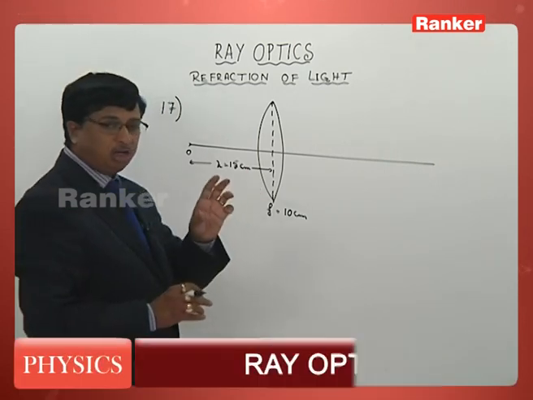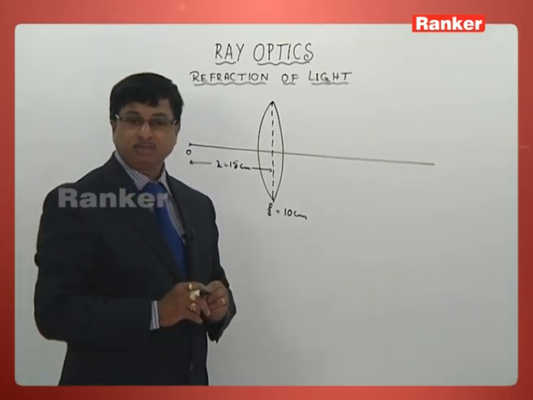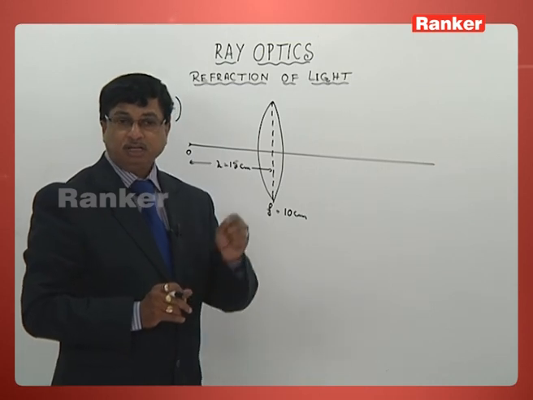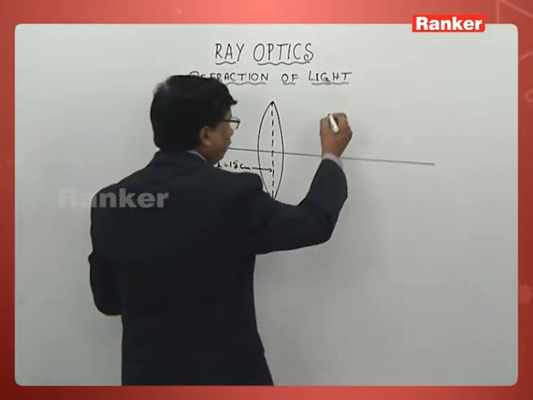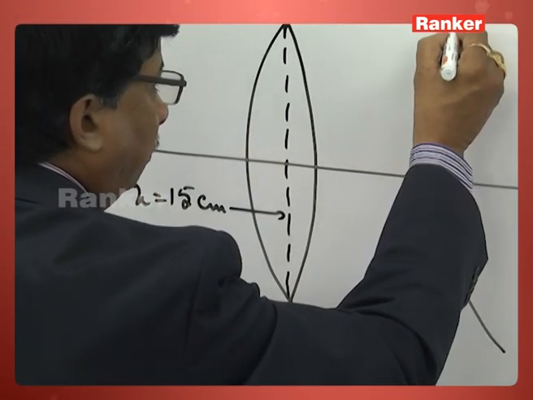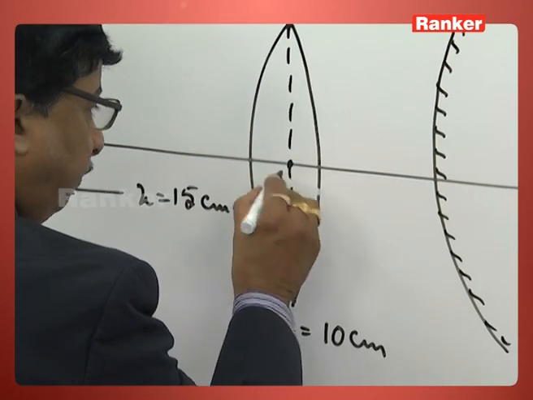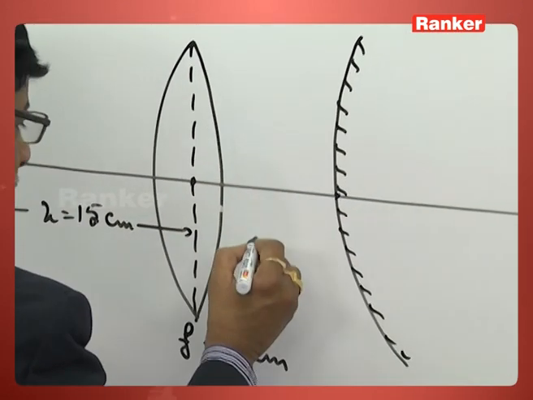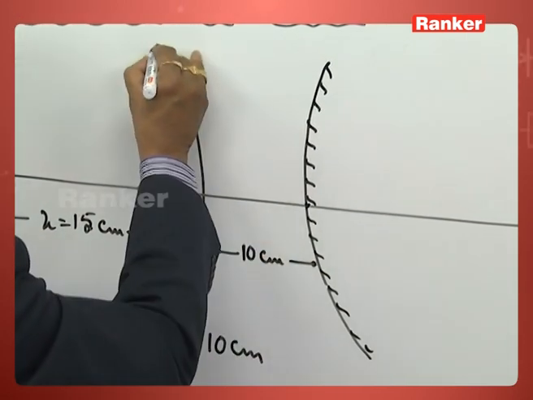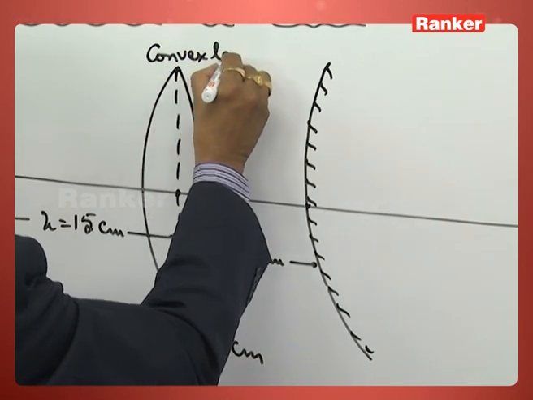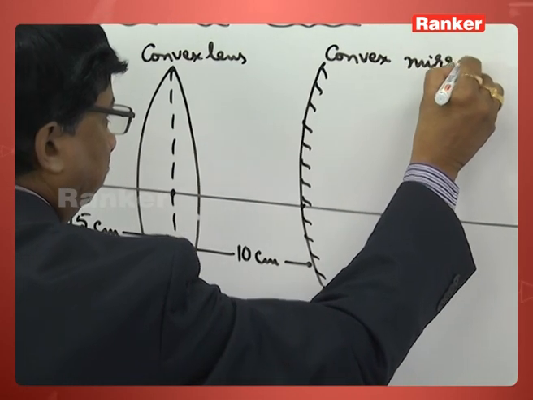And what else has he given you? He has kept a convex mirror. Where it is kept, try to understand from the problem carefully. The convex mirror is placed at the focus of the convex lens. That means this distance will now be 10 cm. This is the convex lens that has been given, and this one is the convex mirror that he is talking about.